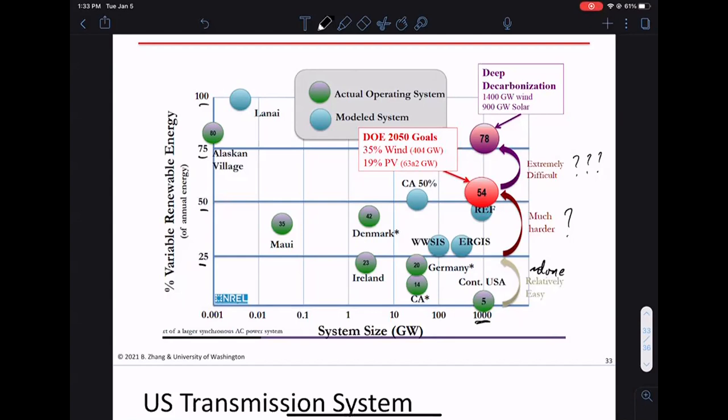Whereas Maui is a lot more solid, right? So Maui is 35% renewables because there's nothing connecting to that island. So it's really a 35% renewable system. Okay? So this picture shows that getting to 50% renewables for large power systems will be quite challenging for us.